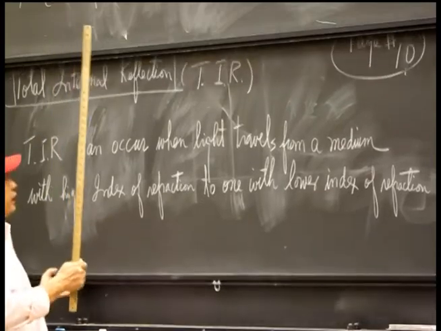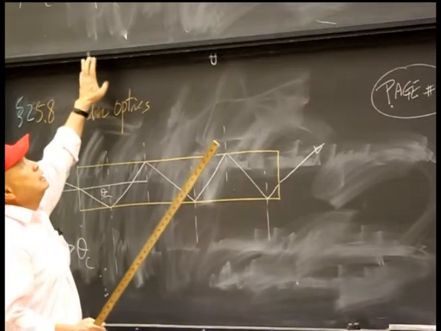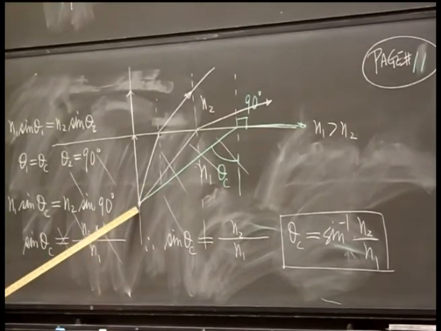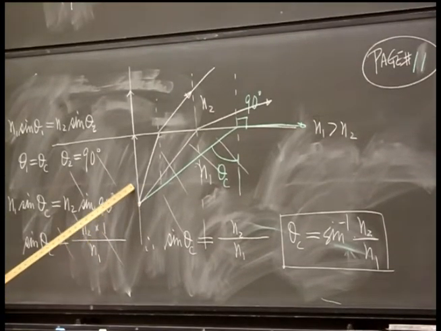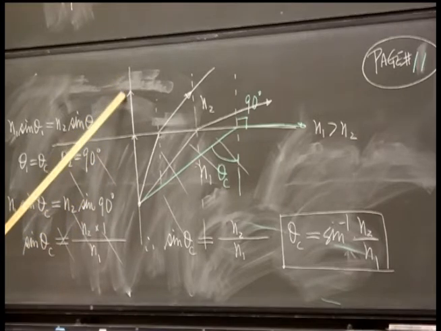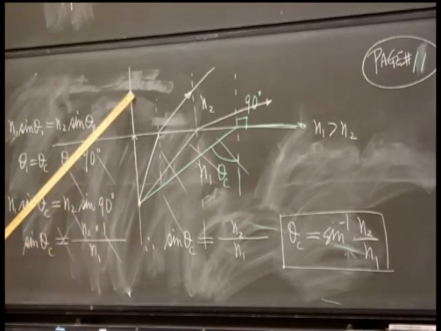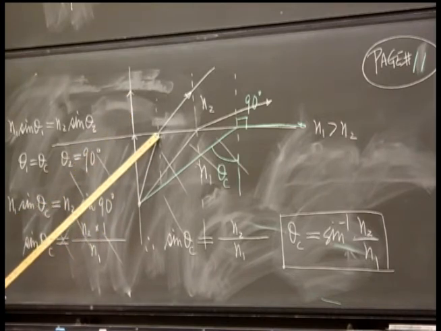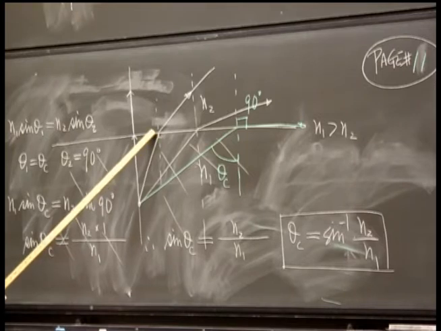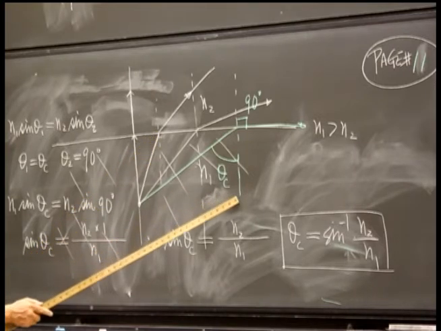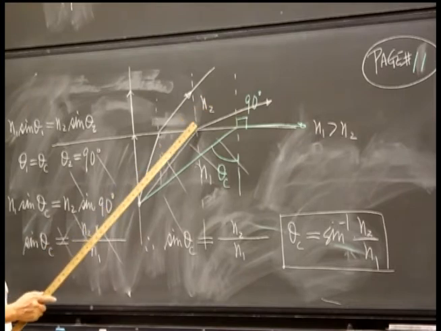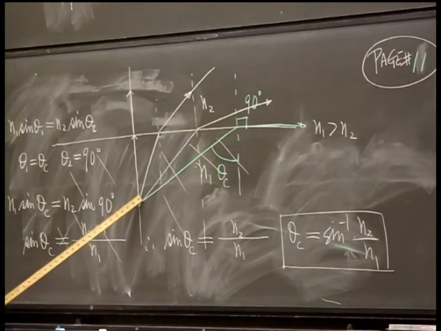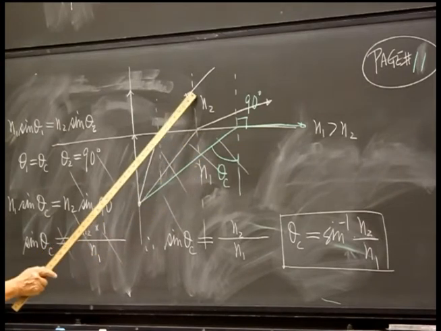So we demonstrate that in a diagram. The following is a diagram to demonstrate that. When the light travels straight along the normal line, there's no deviation. When the light travels at an angle, going from the high index to the lower index, in this diagram N1 is larger than N2.